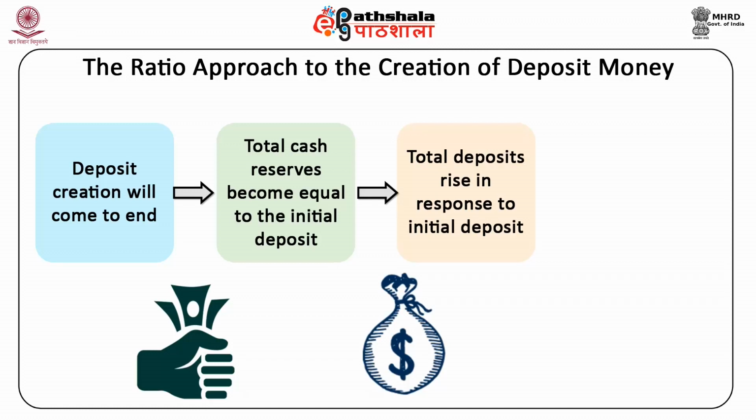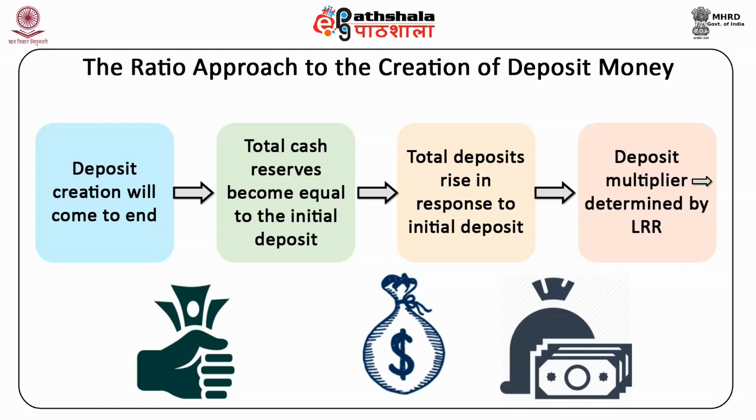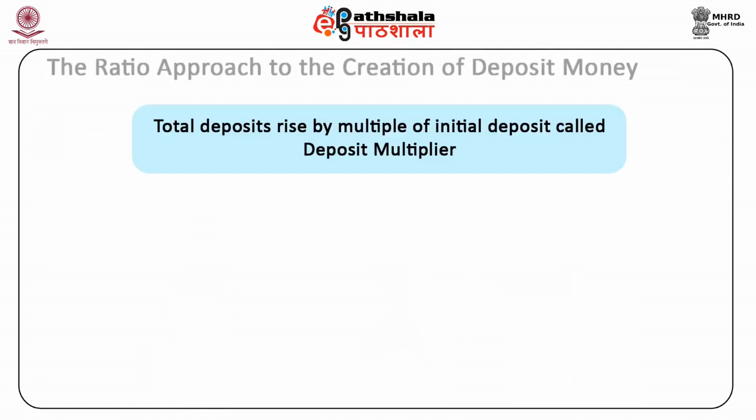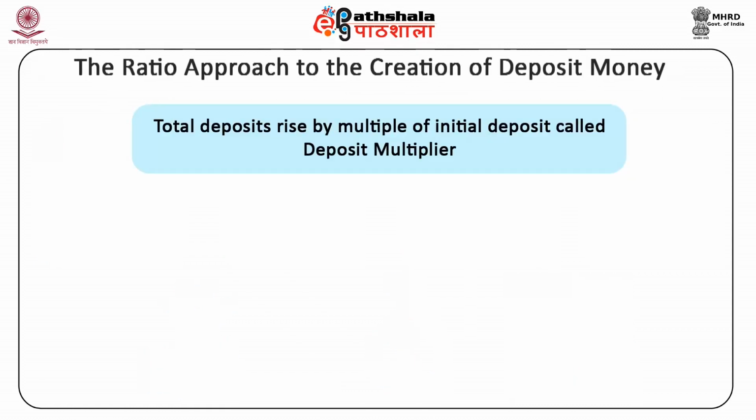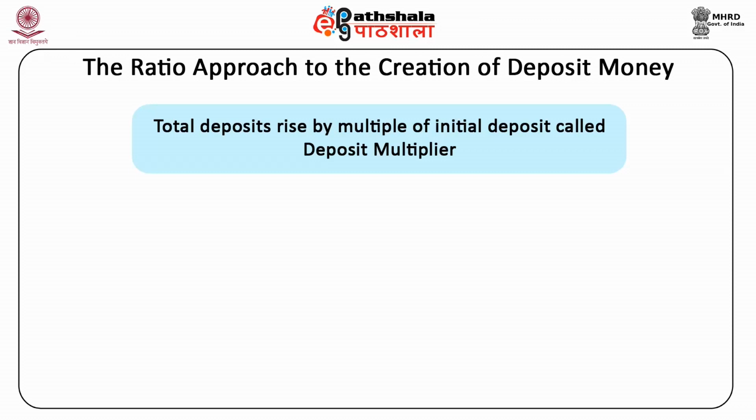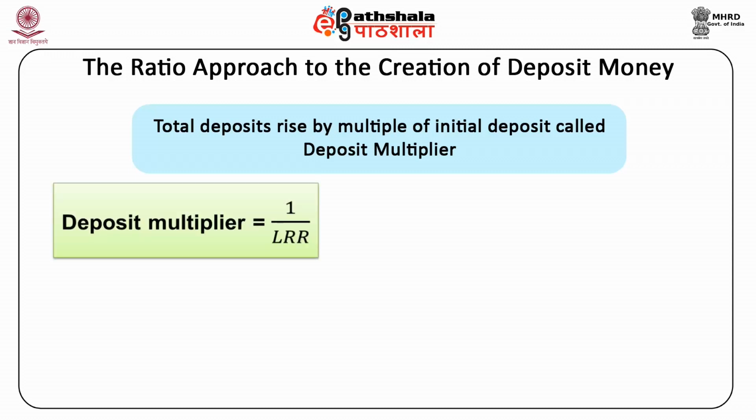This is answered by the concept of deposit multiplier, which in turn is determined by LRR. Generally, total deposits rise by a multiple of the initial deposit, and that multiplier is called the deposit multiplier. It is given by: deposit multiplier equals 1 divided by LRR.